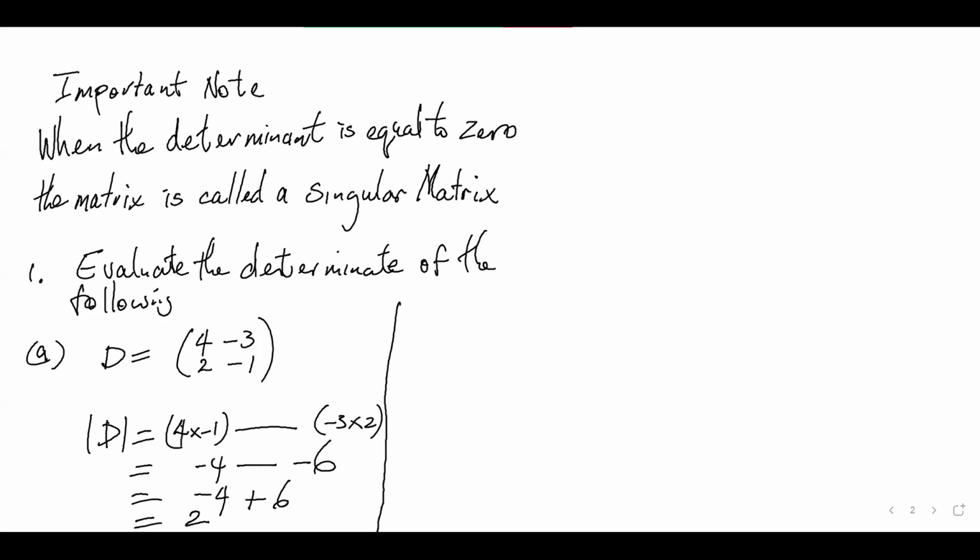Let's try another one. Find the determinant of matrix E, 5, 4, -3, -2. Let's try this one. And then we go to finding the adjoint matrix.